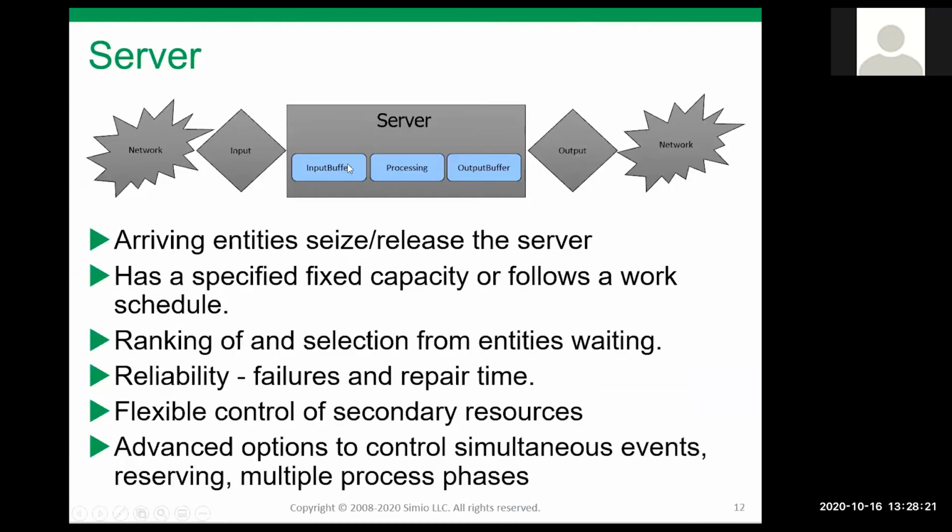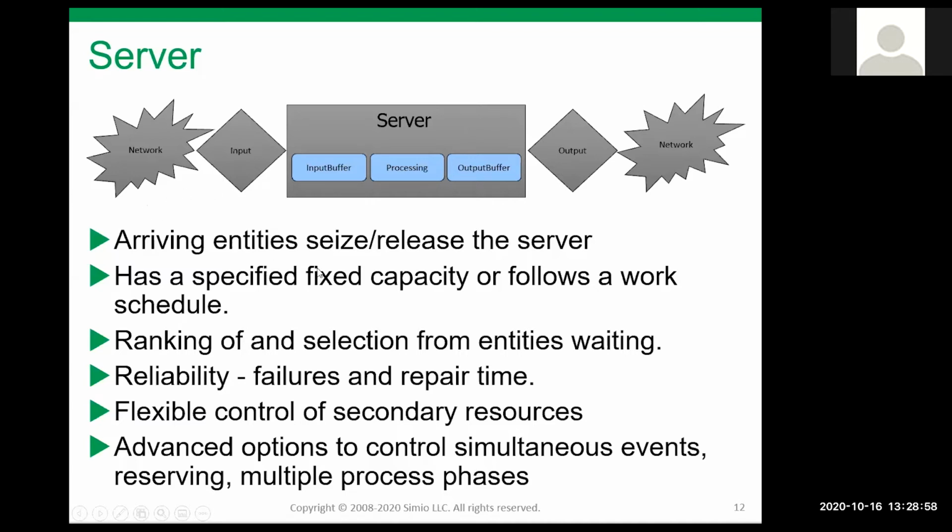Okay, let's go on now and talk a little bit more about the server. As I said, the server is kind of our workhorse. This is the one you'll use in pretty much every model. The server itself, we've seen kind of indirectly by looking at the green lines. It has an input buffer where entities can wait for service. It has a processing buffer where entities wait while being processed, and it has an output buffer while they're waiting to get on the network on the way out.